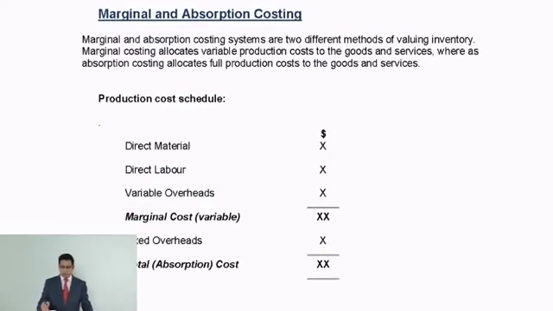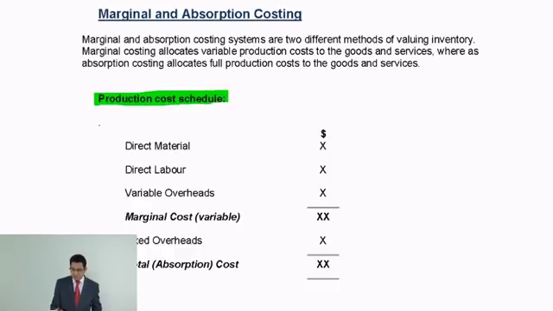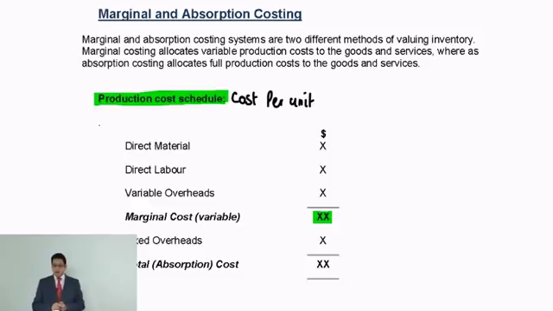Okay, so here is the production cost schedule, which is simply the meaning of how cost per unit is calculated. Cost of 1 unit includes direct materials, direct labor, and some of the variable overheads as I mentioned, right: electricity, light, heating, power. And if we add direct materials, direct labor and variable overheads together, we get variable or marginal cost. Please remember, direct materials, direct labor and variable overheads are variable costs.